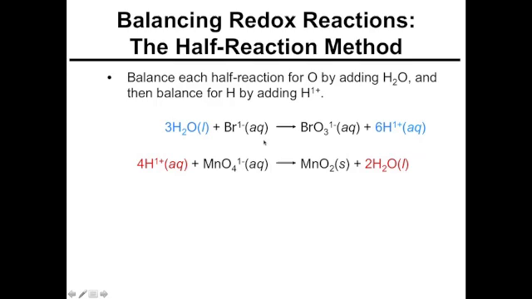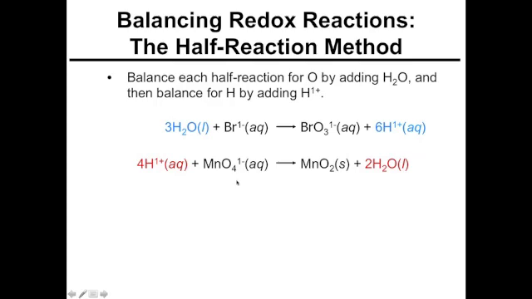So my bromine, or the bromine half reaction, on the product side we have 3 oxygens, so we need to add 3 waters to the reactant side in order to balance the oxygens. Now we have 6 hydrogens, so we need to add 6 H+ in order to balance those. So now we have 6 hydrogens, 3 oxygens, and 3 oxygens, and 1 bromine, and 1 bromine. So all of our atoms are balanced in that half reaction.